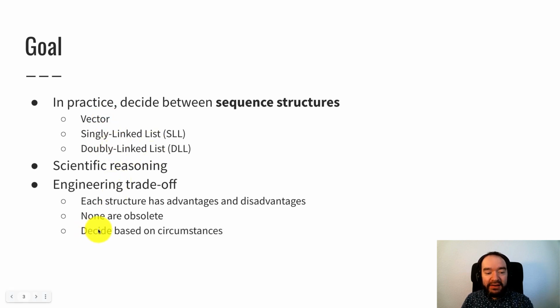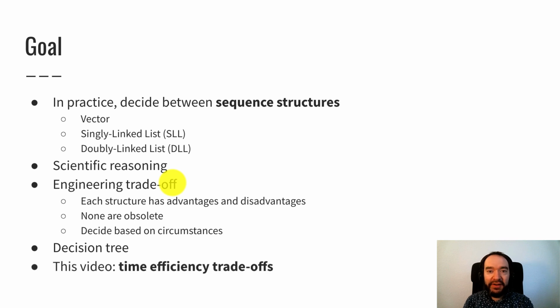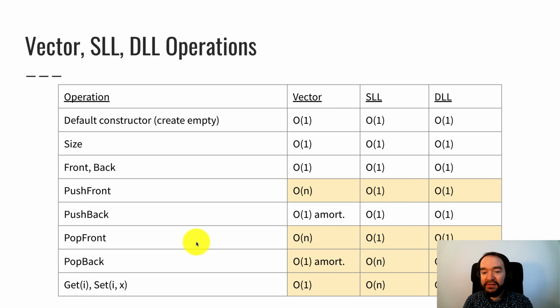So you make that decision based on the circumstances. The engineering trade-off idea is that, if we choose a vector, one thing gets faster, but a different thing gets slower. Same for the other two. And you want to make the choice that matches what you're trying to accomplish, meaning the code you're trying to write or the algorithm you're trying to design. Ultimately, we're going to boil this down to a decision tree. Before we get to that, we have to make some observations about the factors. This video here is going to look at time efficiency. We're also going to look at the space efficiency in the next video.